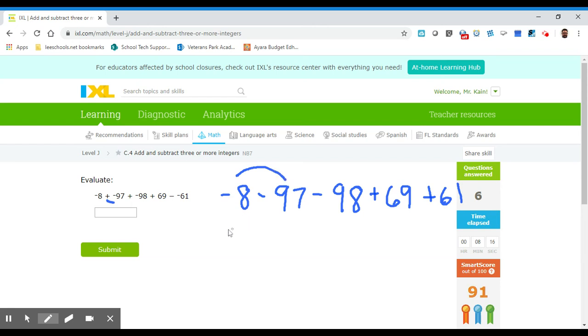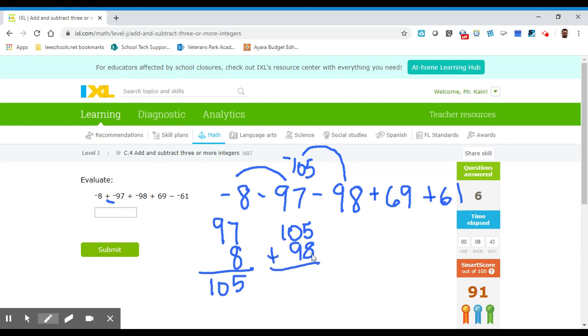Same sign means we add. So 97 plus 8 is going to be 105. Since they're both negative, it's going to be negative 105. Okay, we have a negative and negative, which means we add. We're adding 105 and 98. Add them up. This is going to be 13, 10. So it's 203. Now they're both negative, so it's going to be negative 203.